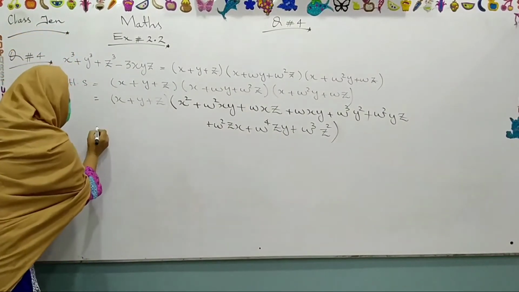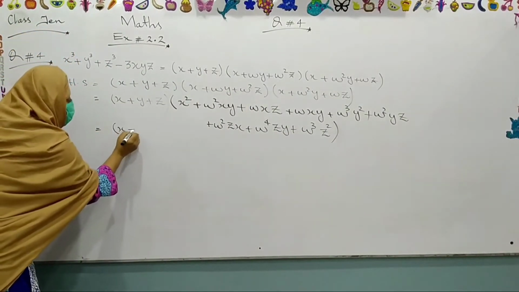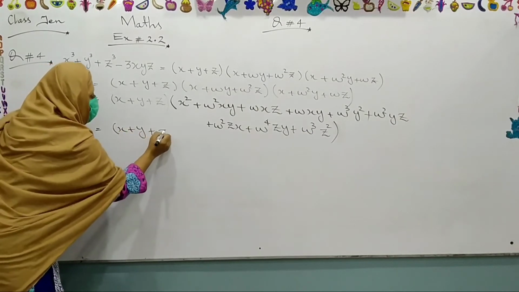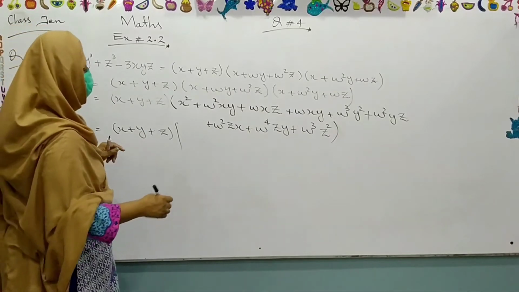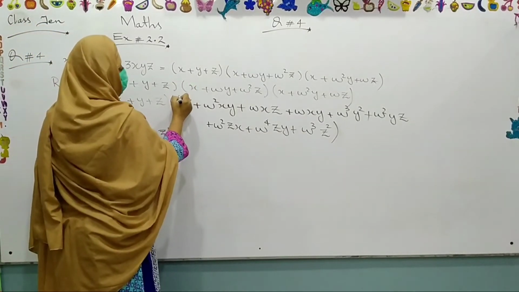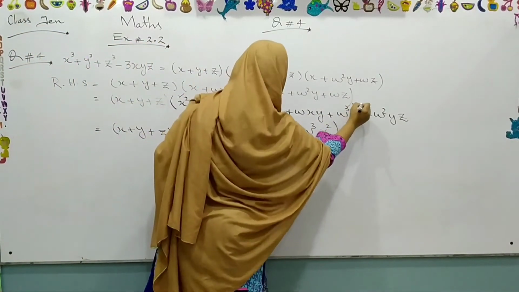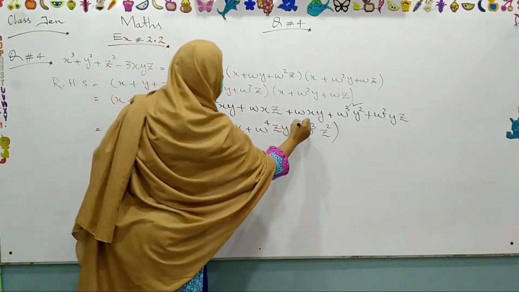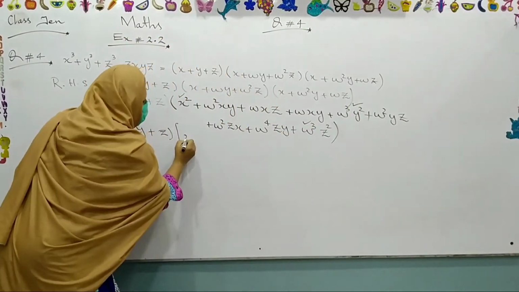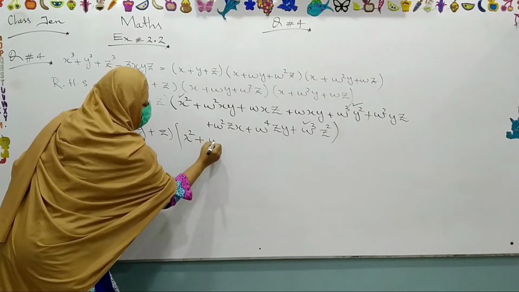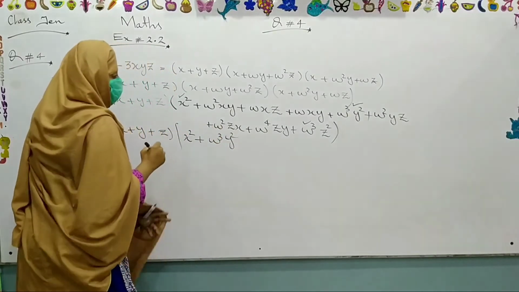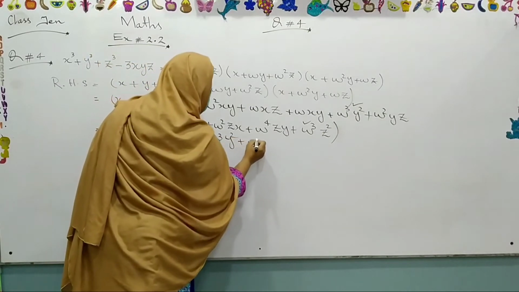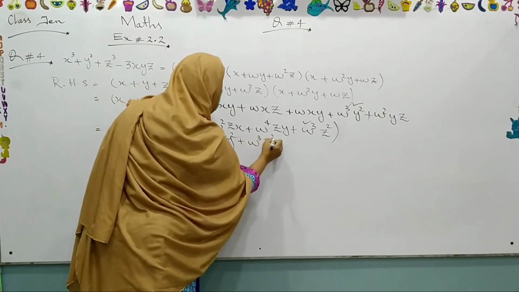Now students, what is this? It is x plus y plus z. Now, see students, first of all, I will separate the squares. This one and this one. I will write x square plus omega cube y square plus omega cube z square.